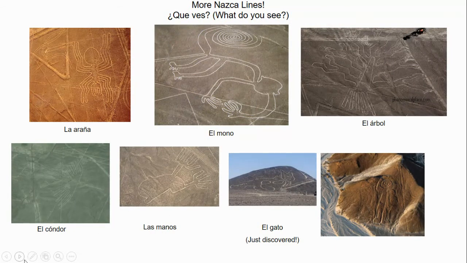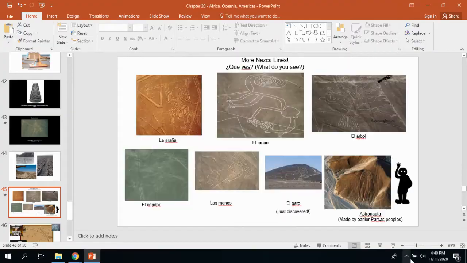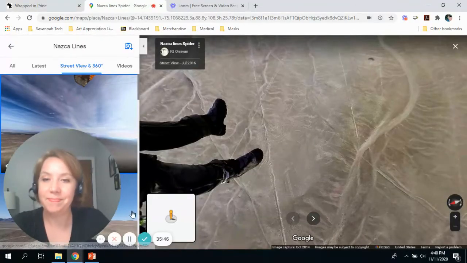And lastly, this one here on the side of a hill has been the subject of much speculation. It looks a bit like that. And he's been dubbed the astronaut. Because we all know who really built these, right?